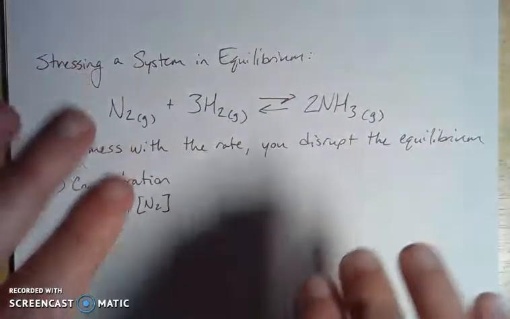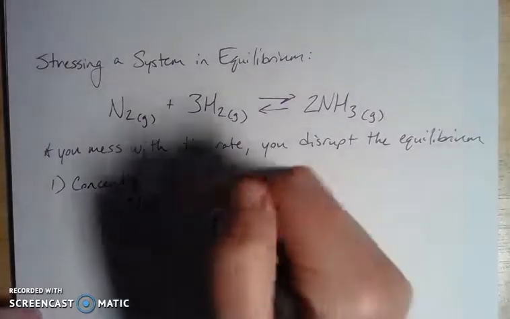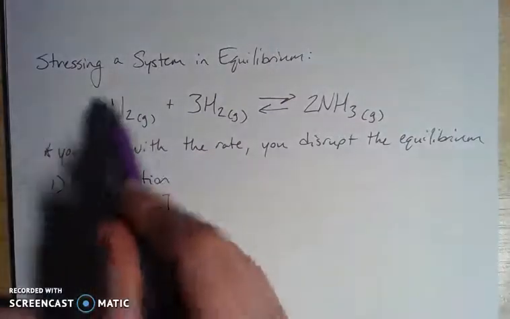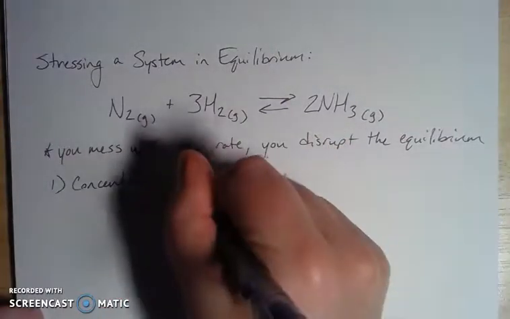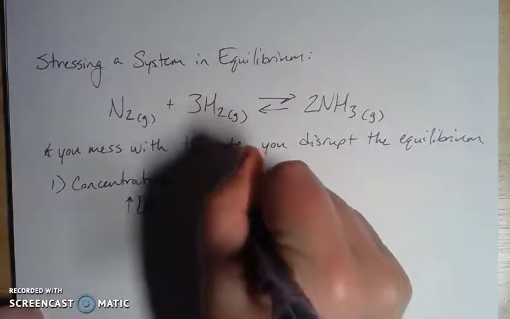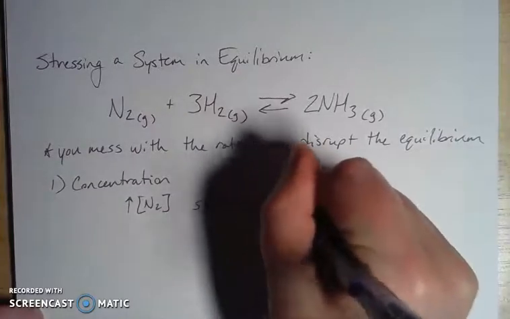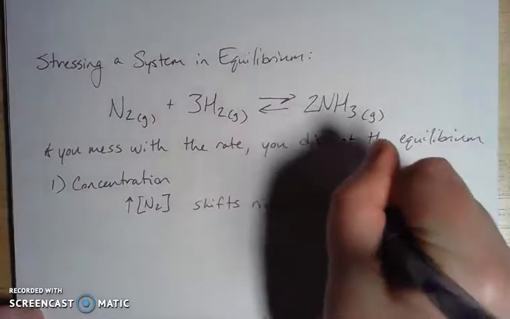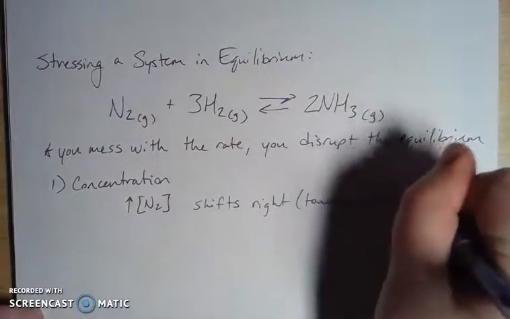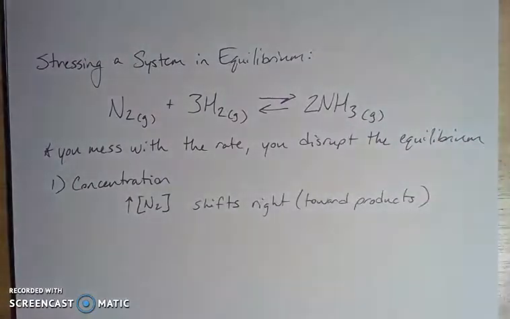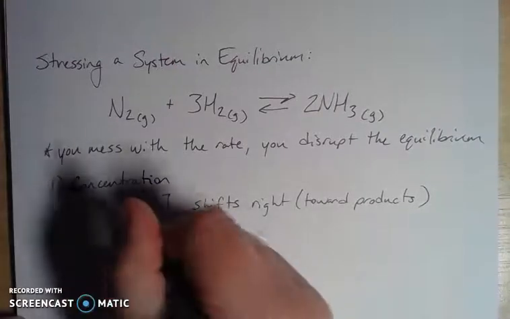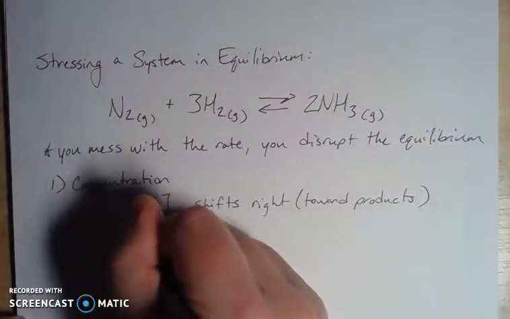So then we're going to balance the scales back out. It's kind of like a teeter-totter. So if I increase my reactant concentration, that's going to shift towards the products. So it shifts right. And that's kind of the language that we use to talk about this. We say that it shifts right if we're talking about towards the products, or it shifts left if we're talking about towards the reactants.